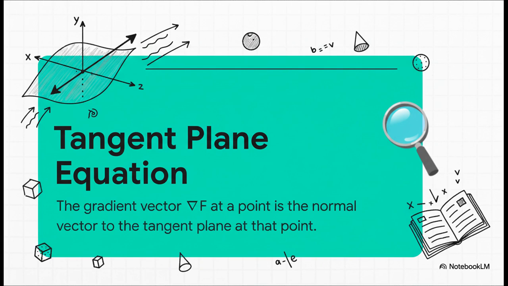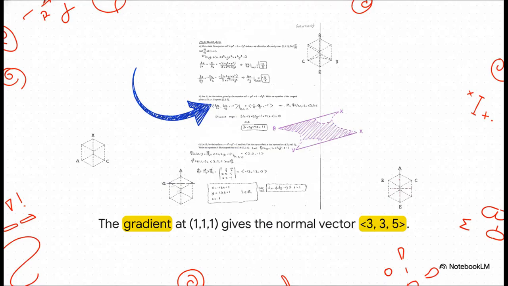And once you have a normal vector and a point, writing the equation of the plane is easy. And here it is in that same exact problem. You calculate the gradient of f, then you plug in the point they give you, (1, 1, 1). That spits out your normal vector, which here is (3, 3, 5). From there, you just pop it straight into the plane equation formula, and you're golden.